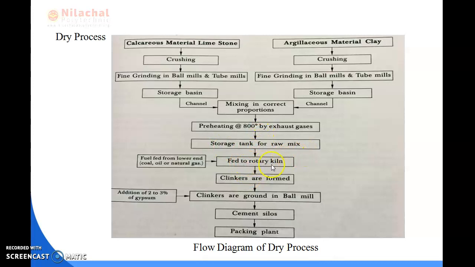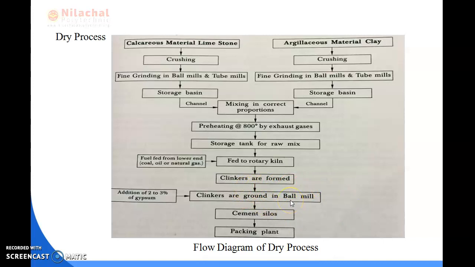Next, it is fed to the rotary kiln. In the rotary kiln, it is burnt. After it is burnt in the rotary kiln, the clinkers are formed, and then the clinkers are ground in the ball mill, or in a tube mill. While grinding, 2 to 3% of gypsum is added.